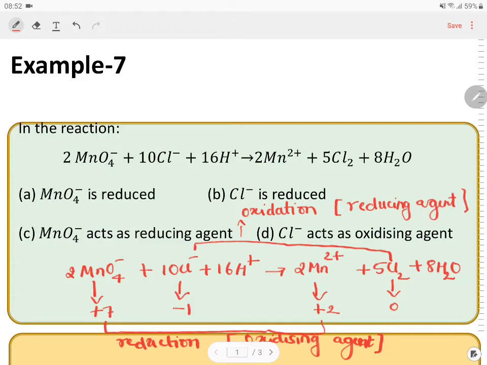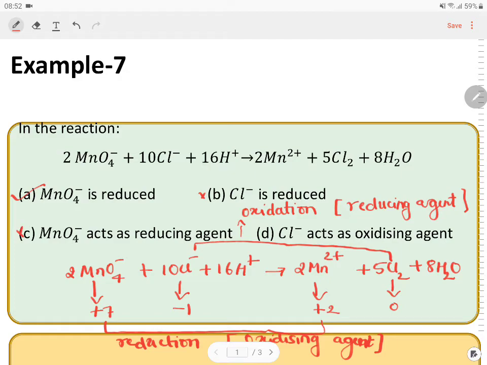I think the concept is very clear now. Let us look at the options. MnO4 minus is reduced. That's correct. Cl minus is reduced. That's wrong. MnO4 minus acts as a reducing agent. No, it's an oxidizing agent. This is wrong.